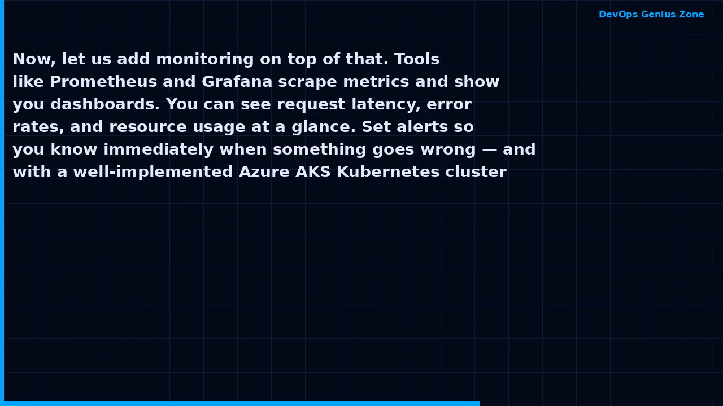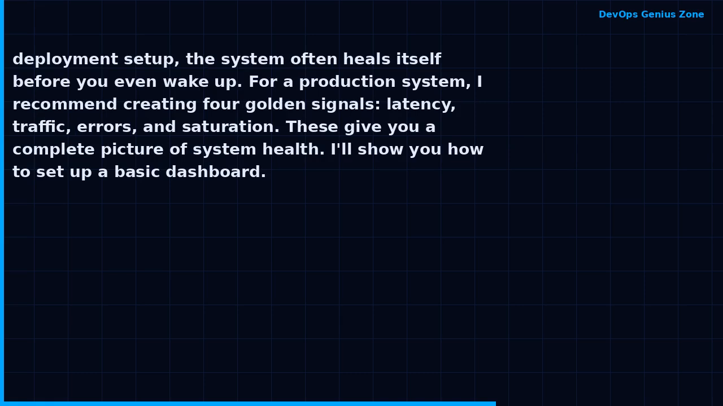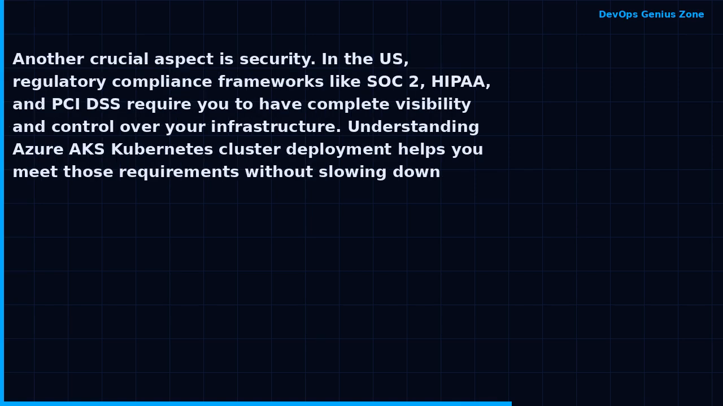Now, let us add monitoring on top of that. Tools like Prometheus and Grafana scrape metrics and show you dashboards. You can see request latency, error rates, and resource usage at a glance. Set alerts so you know immediately when something goes wrong, and with a well-implemented Azure AKS Kubernetes cluster deployment setup, the system often heals itself before you even wake up. For a production system, I recommend creating 4 golden signals: latency, traffic, errors, and saturation. These give you a complete picture of system health. I'll show you how to set up a basic dashboard.